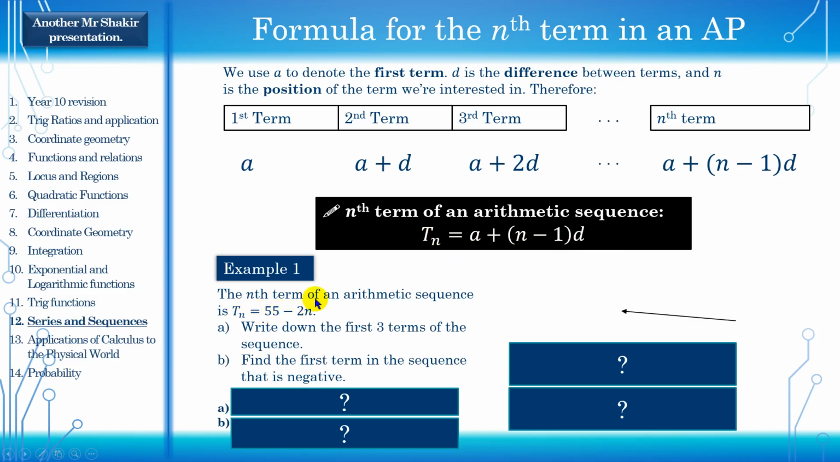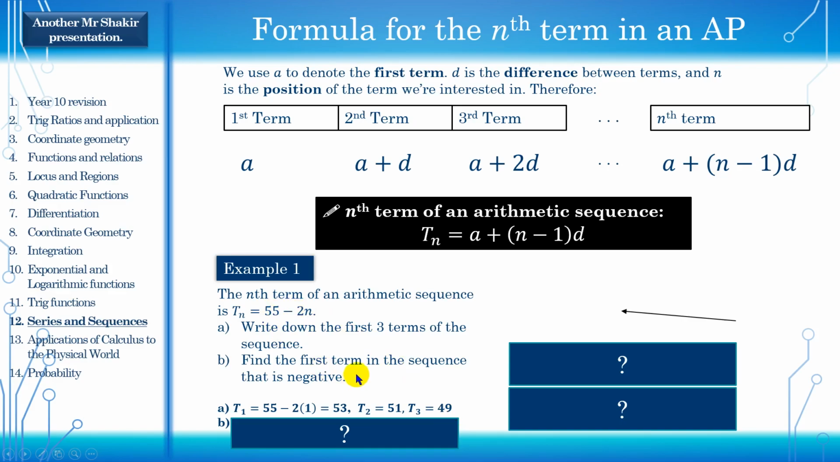So example 1, the nth term of an arithmetic sequence is T of n equals 55 minus 2n. This will give us the nth term. Write down the first 3 terms of the sequence. So we're just going to sub in n equals 1, n equals 2, n equals 3. Write down the answer, and 55 minus 2 is 53. We'll start off at 53, 51, 49. Okay, it's just subbing it in.